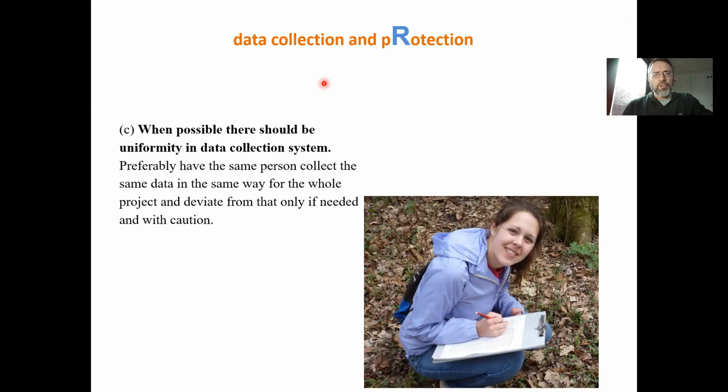Okay. Data collection and protection, item C. When possible, there should be uniformity in data collection system. This is a way to reduce error. Remember, I was talking about error before. There's all sorts of sources of error. One thing you can end up with if you have different people recording information is personal bias influences what you're recording. Now, I don't mean that in a judgmental way, it just is a factual reality. People are biased. So the way you record something might be slightly different.